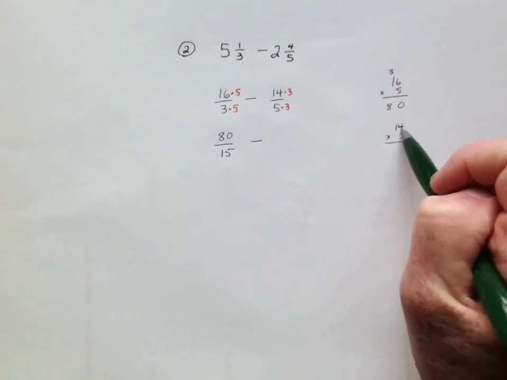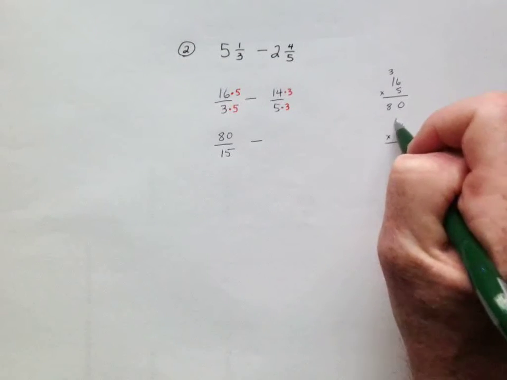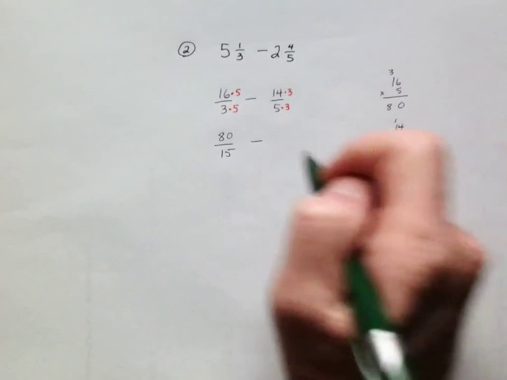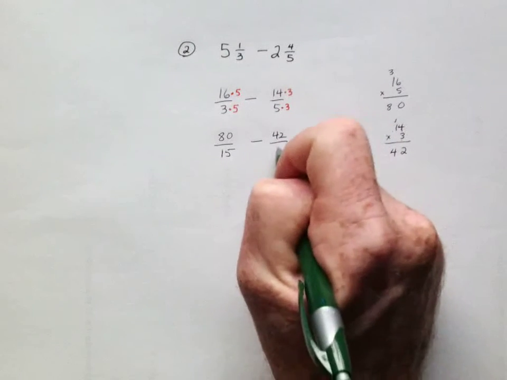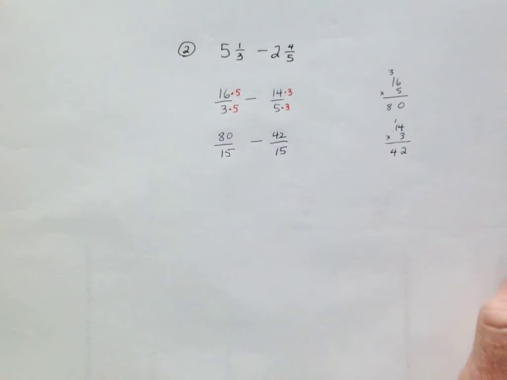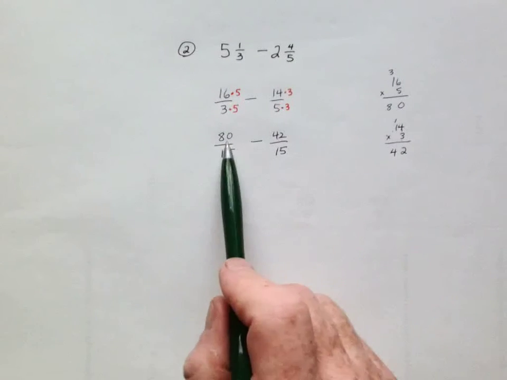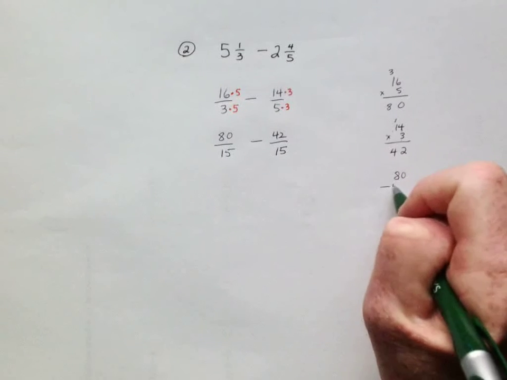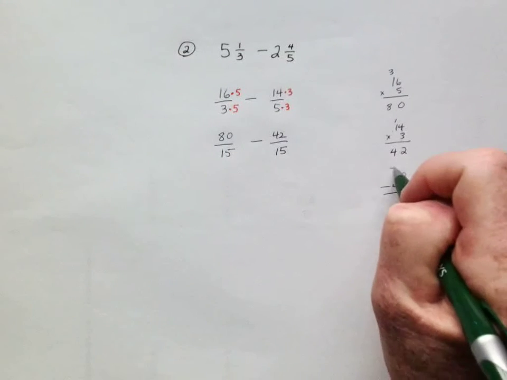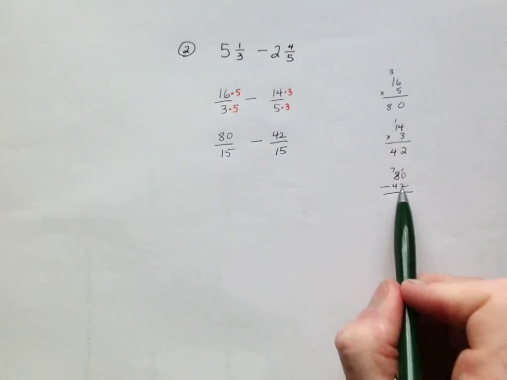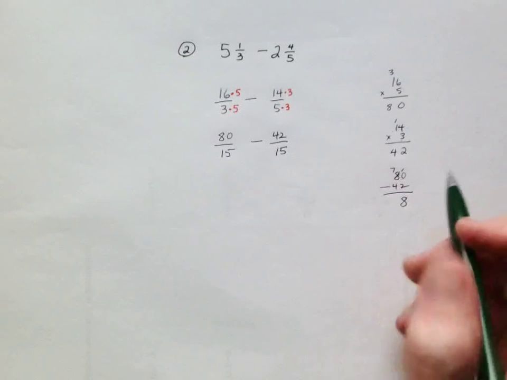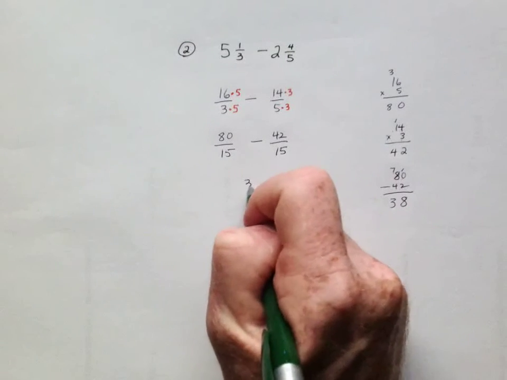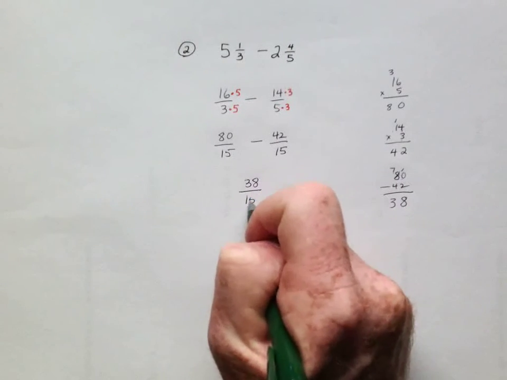So 3 times 4 is 12. And then this would be 3 with 1 more is 4. So 42/15. All right, then subtract 80 minus 42. So 80 minus 42, need to borrow. This is going to be 10 minus 2 is 8. And then 7 minus 4 is 3. So it's going to be 38/15.